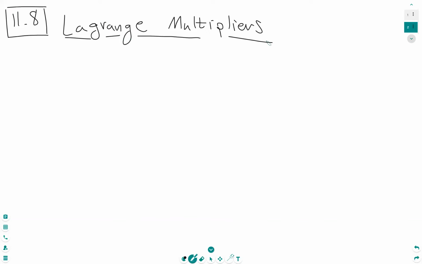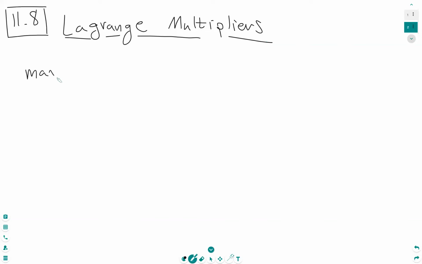So now we're going to talk about Lagrange multipliers. A Lagrange multiplier is a method for maximizing and minimizing a function. It doesn't necessarily need to be a function of 1, 2, 3 variables or so on. It's just some function that's under a constraint.